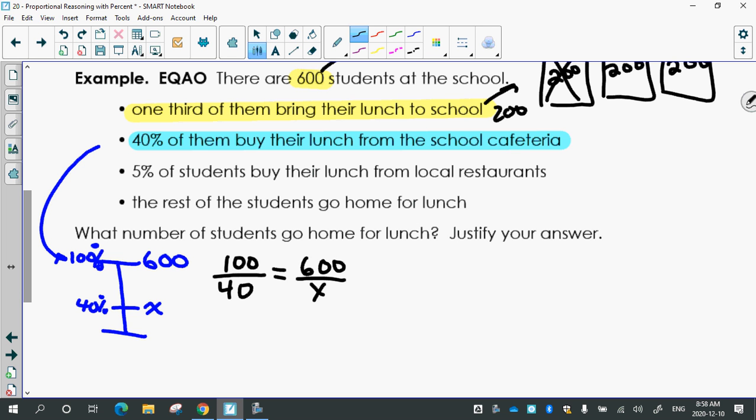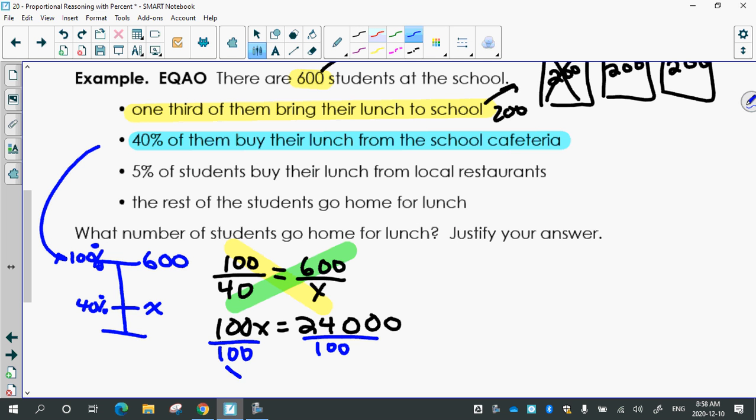So I can make that proportion. You copy this down, Tanner? Okay. So we can cross multiply. 100x equals 24,000. And then divide by 100, sorry, my bad. And you get 240 students. So then you can come back up here. 240 students buy their lunch from the CAF.